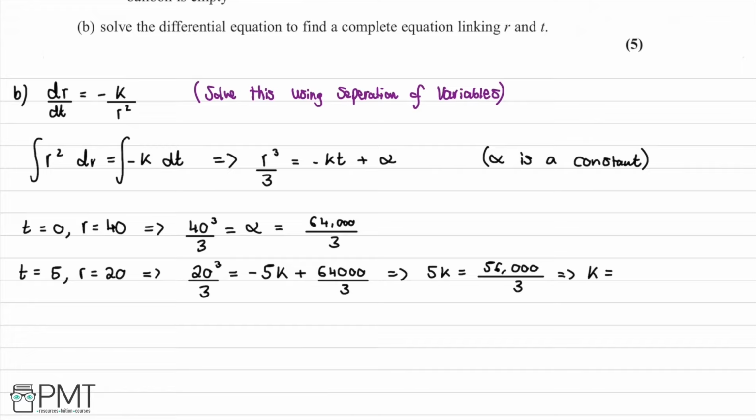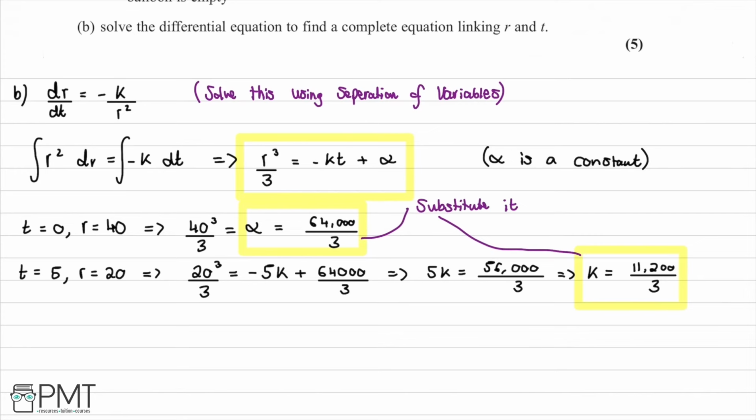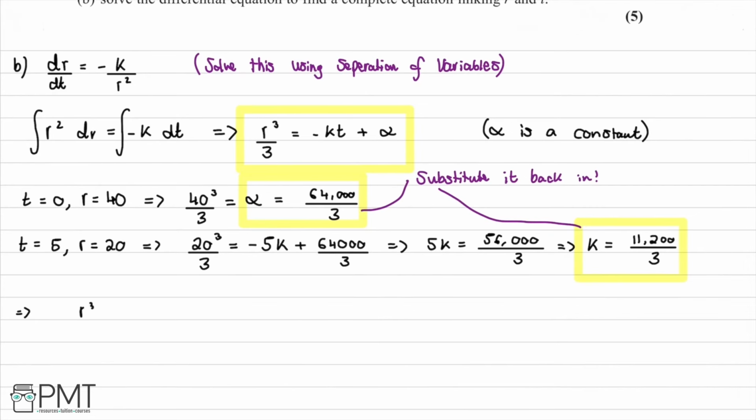And this comes out that k is going to be equal to 11,200 divided by 3. So we now have our value of k. We also have our value for alpha, and then we have our equation here. So what we can do is take this and substitute it back in. So this is going to leave us with the fact that r cubed over 3 is going to be equal to negative k multiplied by t.